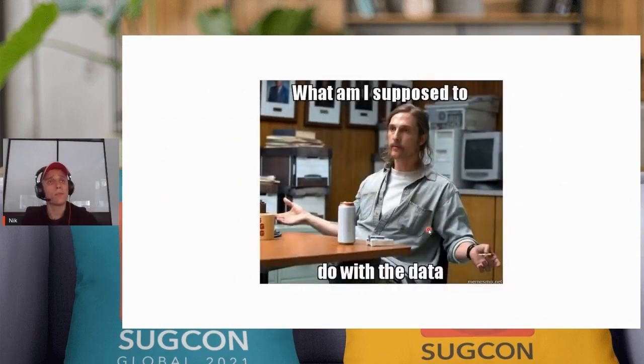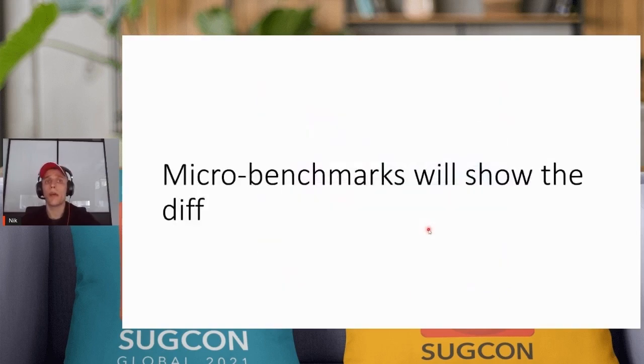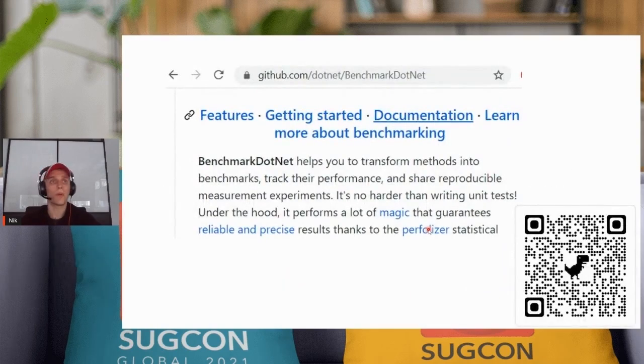Okay, so we have all the data right now. What are we supposed to do with that? We could get all the data, put it into existing code and candidate code, and figure out who's faster. And we have micro benchmarks. Benchmark.NET helps us to do that.